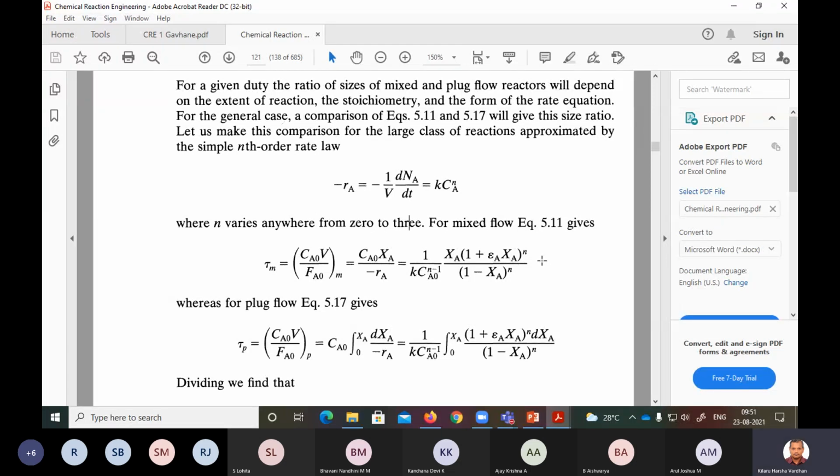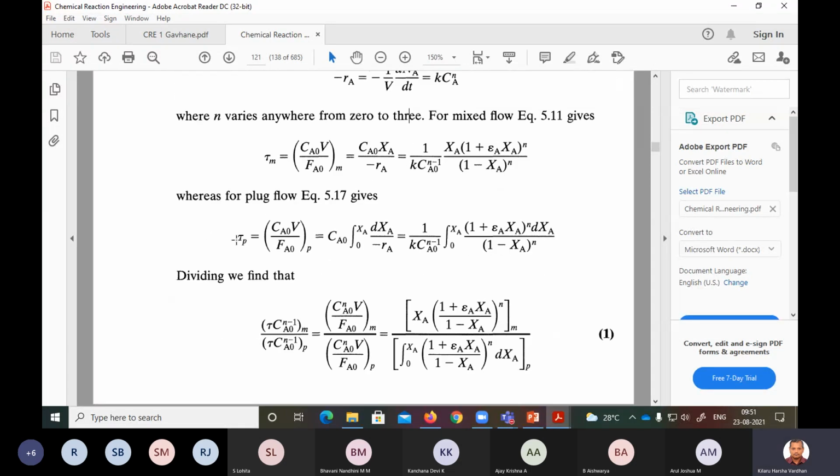So we can write for plug flow also. For plug flow, tau p, the suffix is for the reactor, m for mixed and p for plug flow. Again, Ca naught Vp by Fa naught is the tau p. If you know Ca naught, Fa naught, and V, we can calculate tau p, which is again Ca naught times, because tau by Ca naught, the integral from 0 to Xa of dXa by minus Ra.